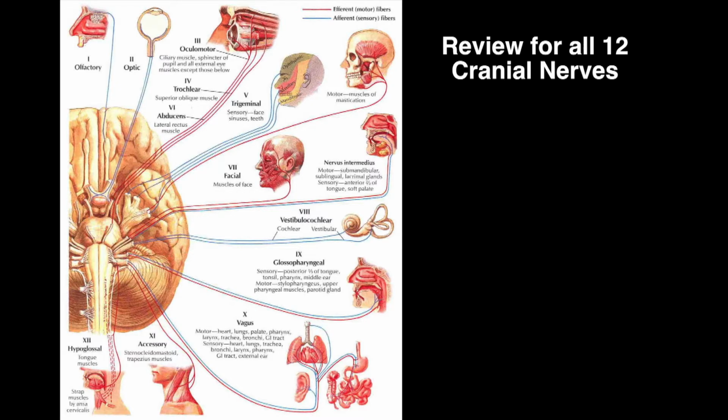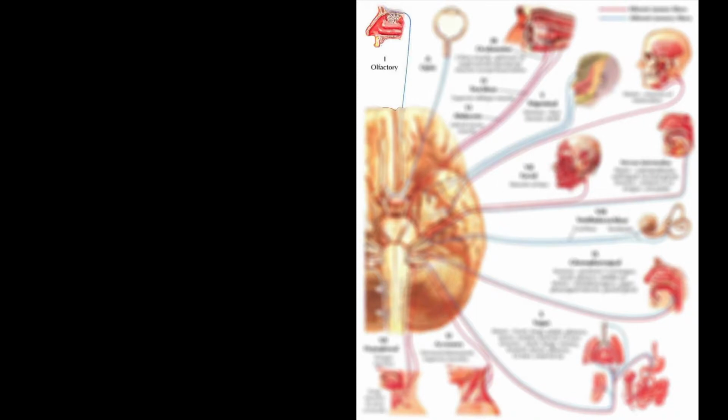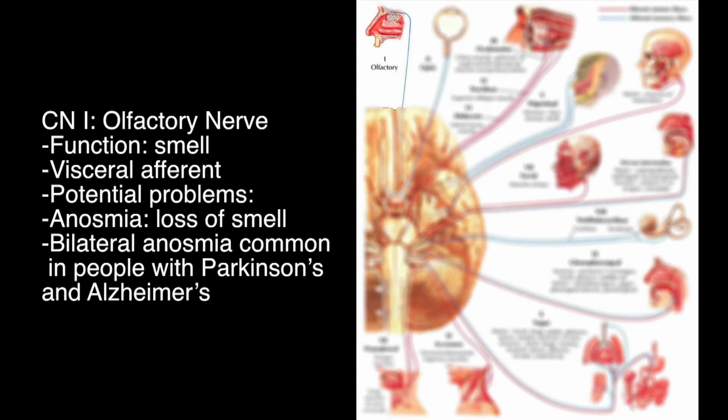Let's review all 12 cranial nerves, their functions, their functional categories, and potential problems that may happen if a lesion occurs on the nerve. The first cranial nerve is the olfactory nerve. This nerve's function is smell, and this nerve is visceral afferent. Potential problems to the olfactory nerve can cause anosmia, which is loss of smell.